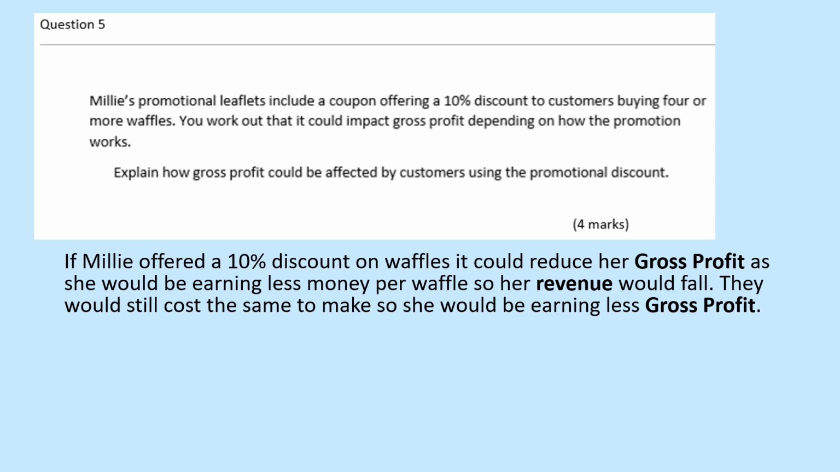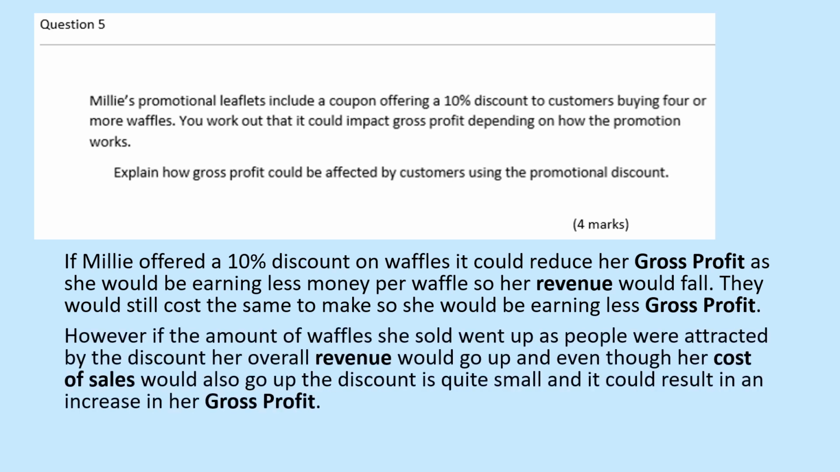Now, in other ways, we could consider it could actually be beneficial for her. So I'm looking at the other side of it, because we've got up here depending on how the promotion works. However, if the amount of waffles she sold went up as people are attracted by the discount, her overall revenue would go up, even though her cost of sales would also go up. The discount is quite small and it could result in an increase in her gross profit. So I've said gross profit could go up, gross profit could go down, and I've explained why using the terms revenue and cost of sales, the two things we use to calculate gross profit. This needs to be quite a precise answer.